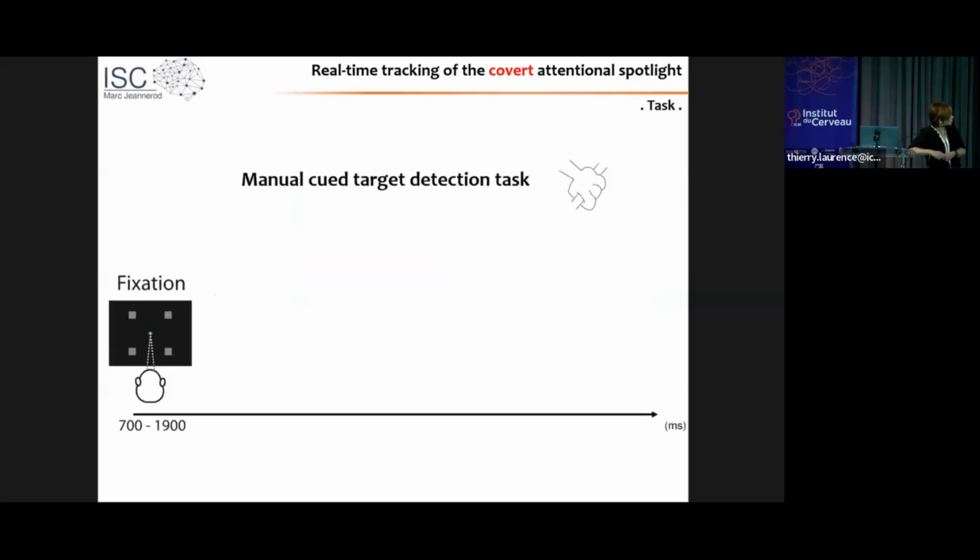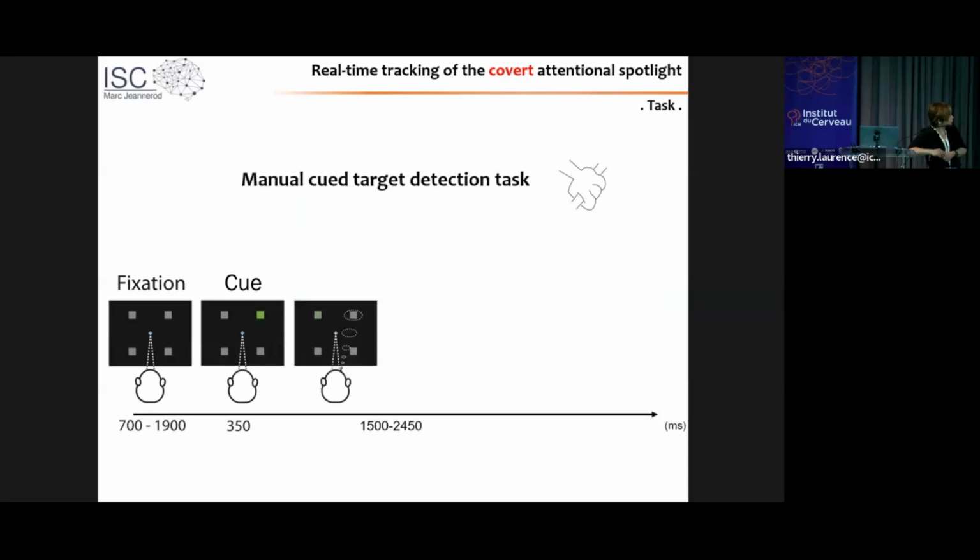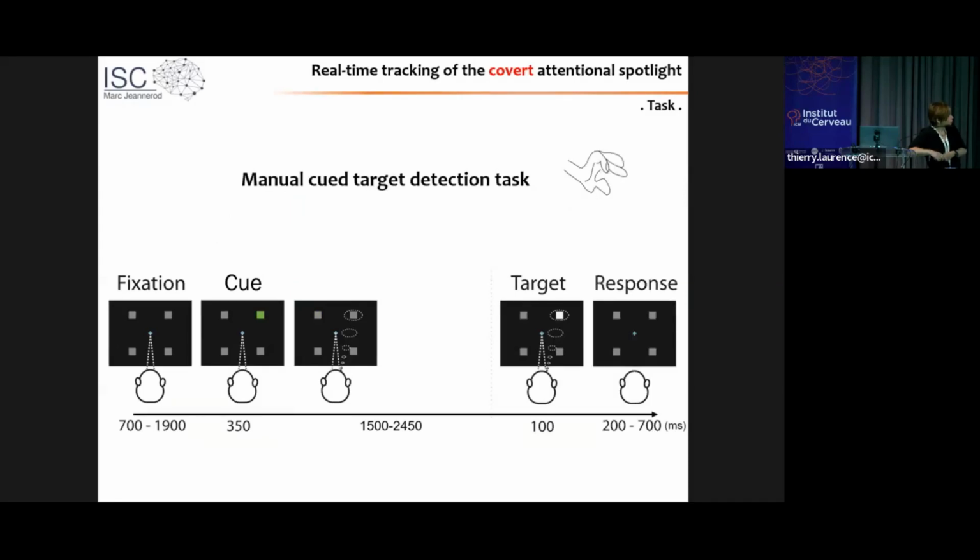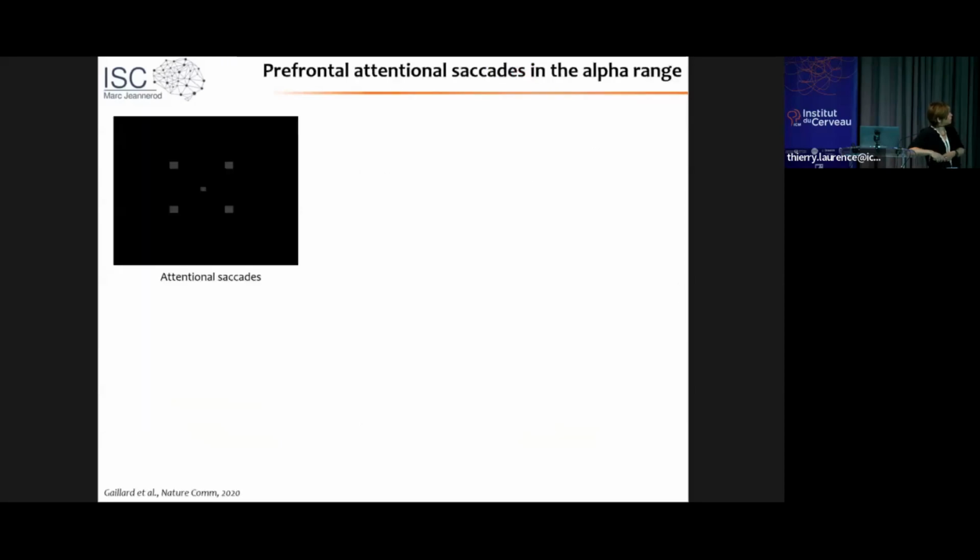The monkeys fixate. A cue is presented. They have to orient their attention to the cued location. A target is presented. The target is a very low luminosity change, so it's quite difficult. They have to respond by a manual response to get rewarded. And in order to make sure that they are orienting their attention to the cued location, we present distractors, and the job of the monkeys is to ignore the distractors and select the target. So let me show you.